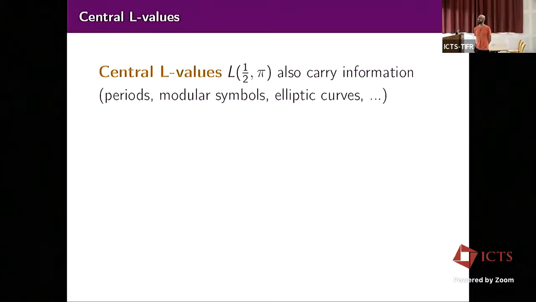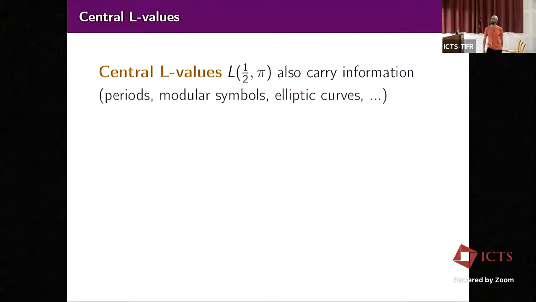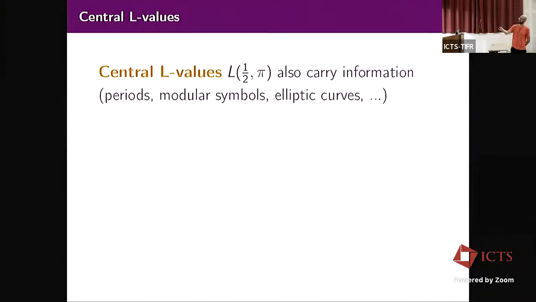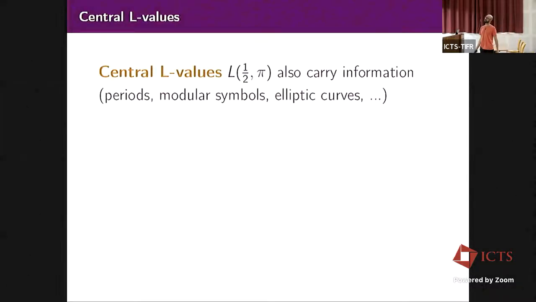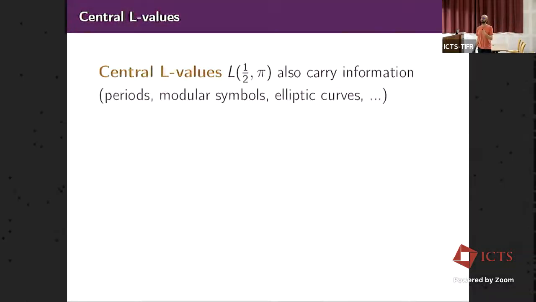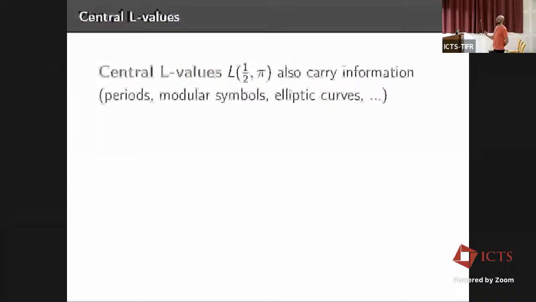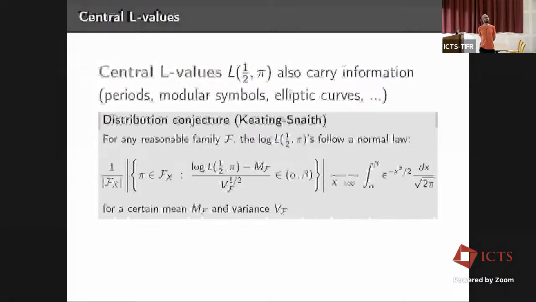Now, on the other side, we also care about central values. So central values, the values at 1/2, or more generally the center of the functional equation, also carry a lot of information: the rank of an elliptic curve, automorphic periods via the Waldspurger formula, etc. So we want to understand how they behave, and there is also a conjecture about these L-values.